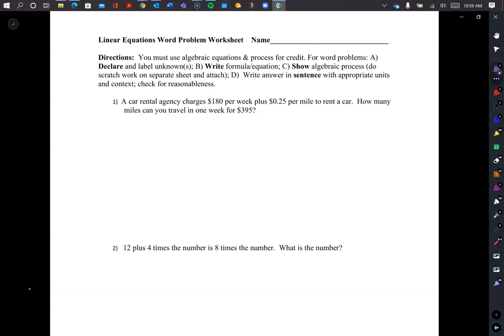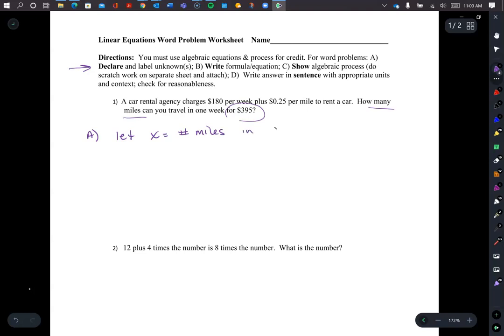I just want to point you out to the condensed version of the problem-solving process there. So the first thing would be to figure out what you're trying to find. So you're trying to find out how many miles you can drive for this particular cost. Okay, so you would want to probably label that with a variable. So I'm going to just say let x equal number of miles in 1 week.